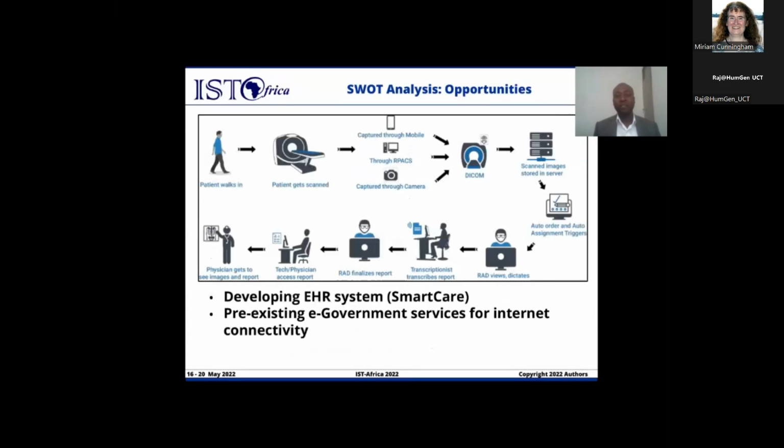Ladies and gentlemen, we noted the following opportunities that could be taken advantage of in the implementation of enterprise medical imaging at the university teaching hospitals. Firstly, there's already an ongoing development of an electronic health record system called Smart Care, which is currently being rolled out in the country. And there's also already an e-government service where the government is providing internet connectivity to various government departments and facilities.